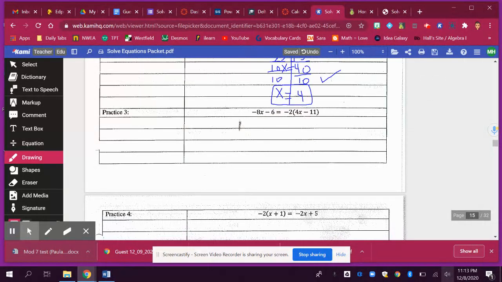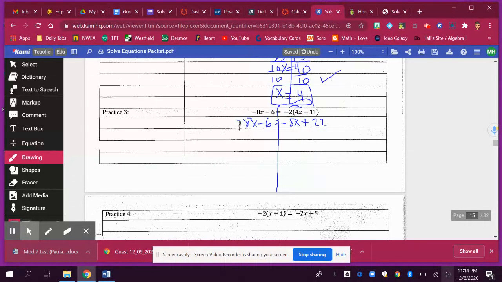Practice number 3. Now it gets more complicated. Here we have distributive property on the right side, so I need to distribute that negative 2. I have parentheses, so I know I have distributive property. So when I distribute, remember you're multiplying. Negative 2 times 4x gives me negative 8x. Negative 2 times negative 11 gives me positive 22. Careful of those negatives. On the left side, I don't have distributive property. I'm just going to copy it down.